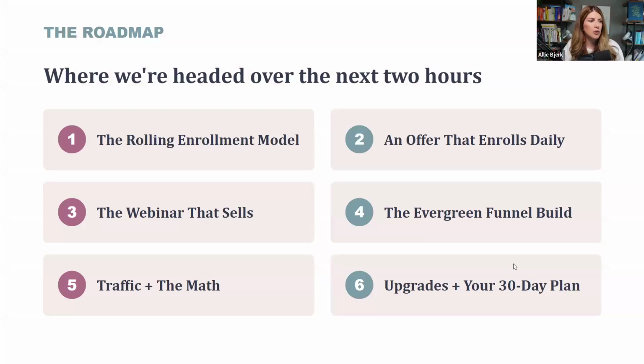So what we're going to be talking about, and this is pretty much the map of what I'm covering today, there's 6 different sections to this training that we're going to be going through. The first one is the rolling enrollment model. So understanding how you create an offer that fits in for rolling enrollment, where people can come in anytime, not be left out, not be confused that someone else is further in the program. We're going to talk about how to position it so that that makes sense. The second thing, we're going to talk about offers that can enroll daily.